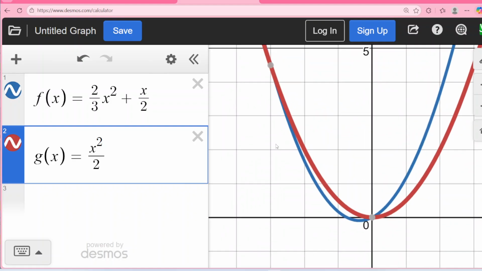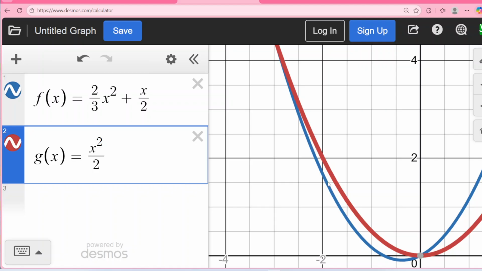You see the region between them is again very thin, this very thin little space between the red and the blue curve. The red one's on top, which was g, the blue one's on bottom, which was f. So when I integrate over this interval, I'm going to integrate g minus f, top minus bottom, to find this area.